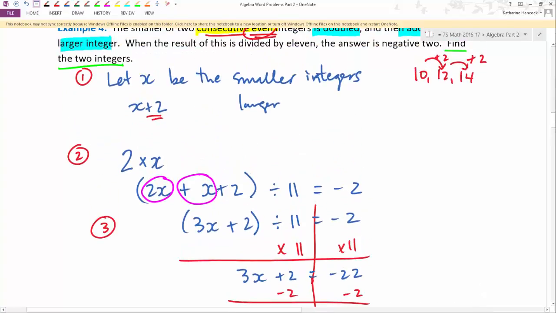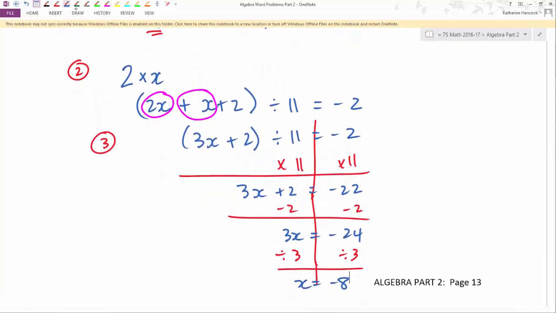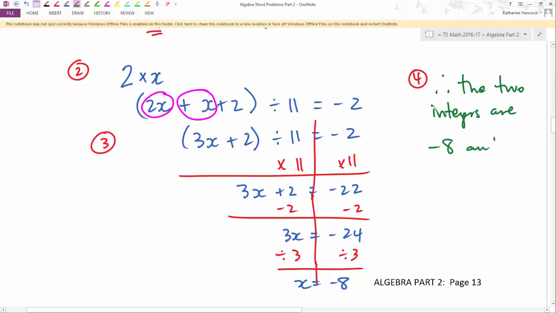And if we go back to the questions, it said find the two integers. So step 4 over here. Therefore, the two integers are -8, and the next one's going to be -8 plus 2. So that's going to be -6.